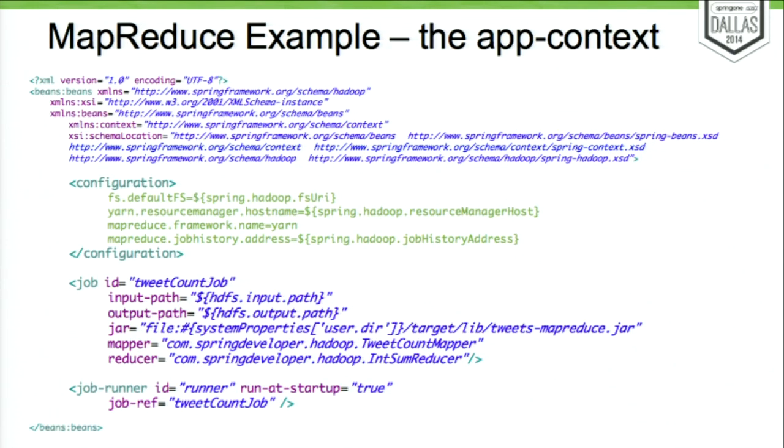So what does the app context look like? Well, we have the configuration. I need to provide the URL for where the name node is. I need to tell it where the resource manager is. I need to decide that, okay, I'm running a YARN MapReduce job. And I need to know where the job history server is, so I can make sure that the job completed.